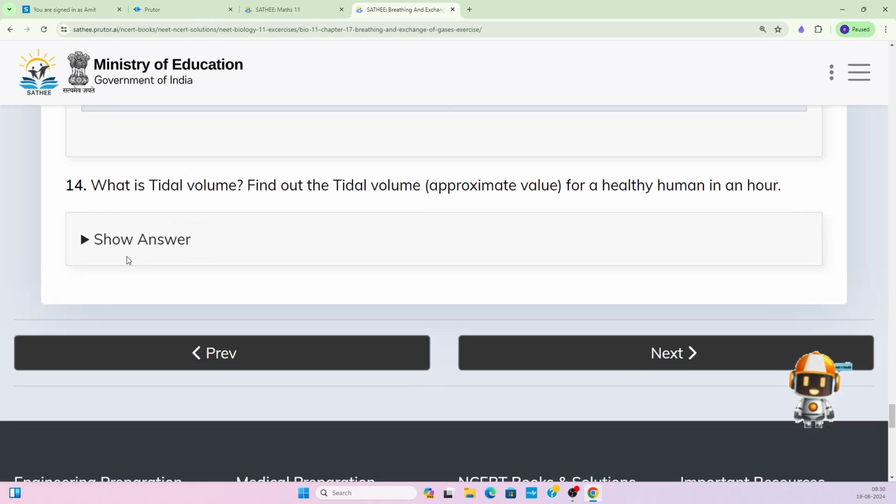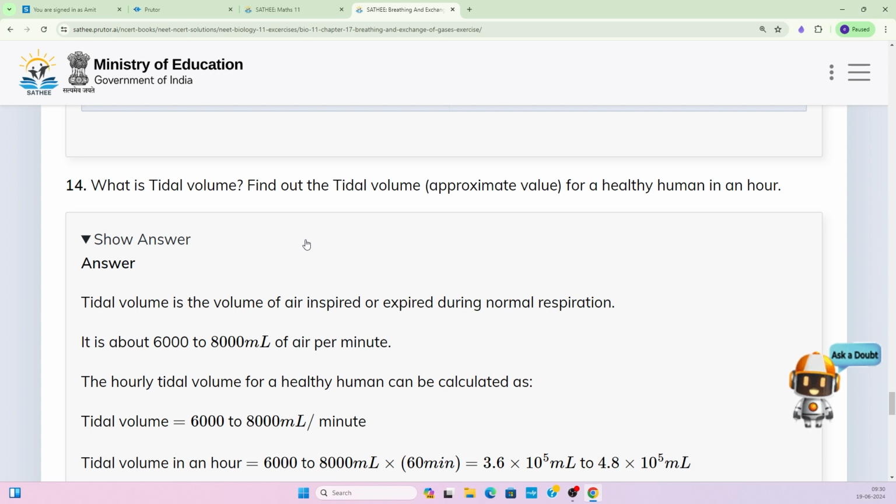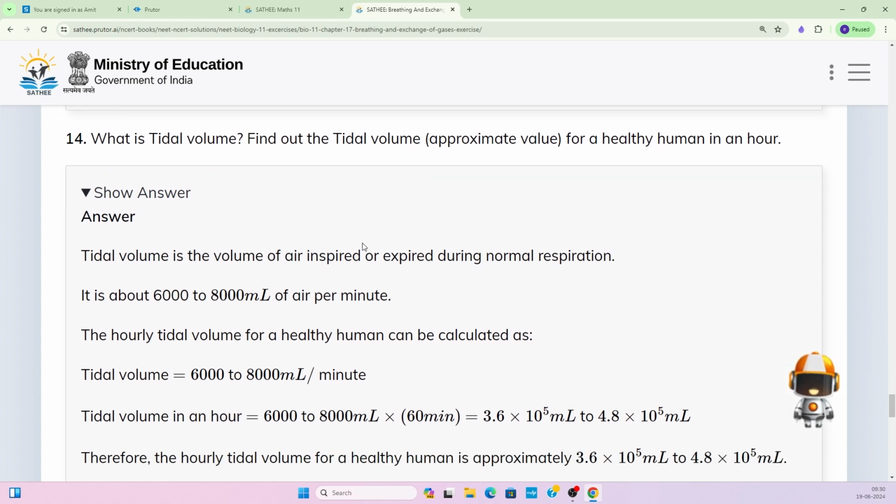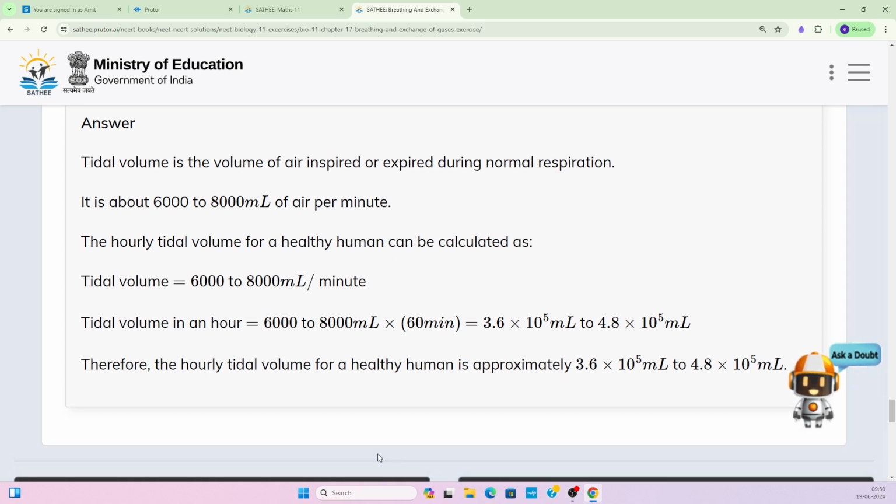Okay, moving to our last question of this chapter. What is tidal volume? What do you understand by the tidal volume? Find out the tidal volume approximate value for a healthy human in an hour. The tidal volume is the volume of air inspired or expired during the normal respiration. When you do normal respiration, some amount of air you inspire and expire. It is about 6,000 to 8,000 ml of air per minute.